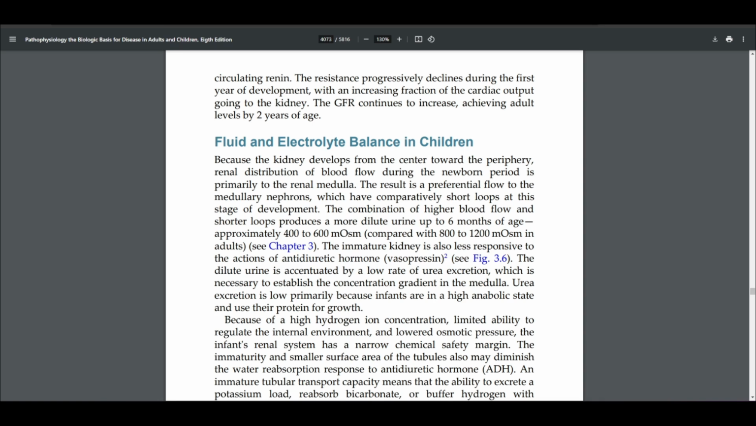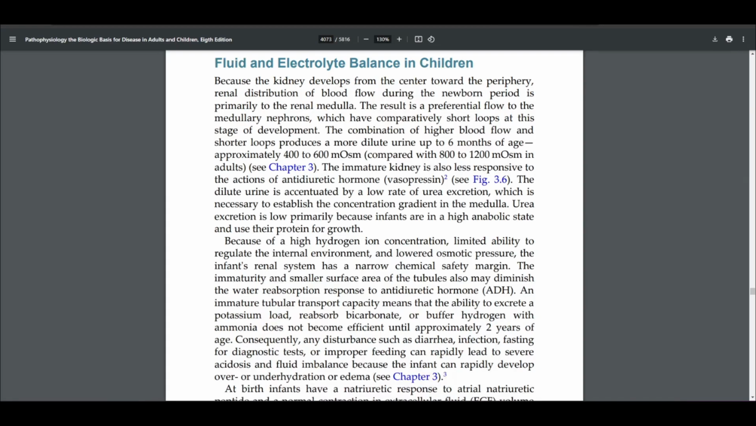The resistance progressively declines during the first year of development. With an increasing fraction of the cardiac output going to the kidneys, the GFR continues to increase, achieving adult levels by 2 years of age. Fluid and electrolyte balance in children.